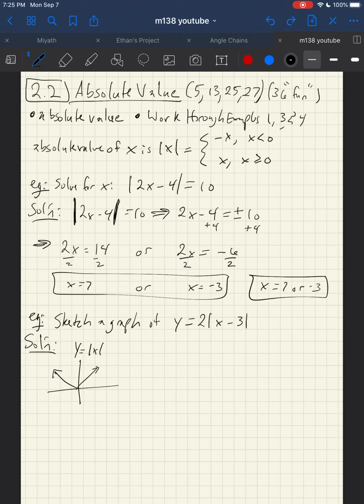So now let's do y equals 2 times the absolute value of x, and it's going to be just a steeper V. All right, and finally, y equals 2 times the absolute value of the quantity x minus 3. Well, it's going to take our steep V to the right by 3. And that is basically all I want to say about absolute value.